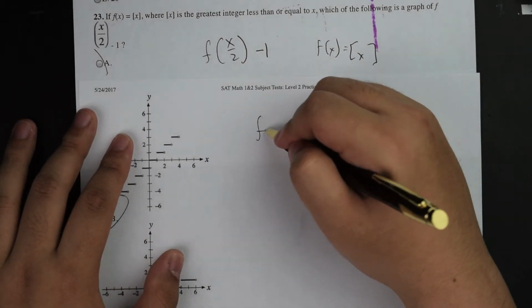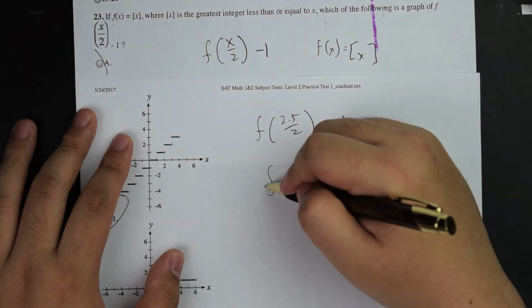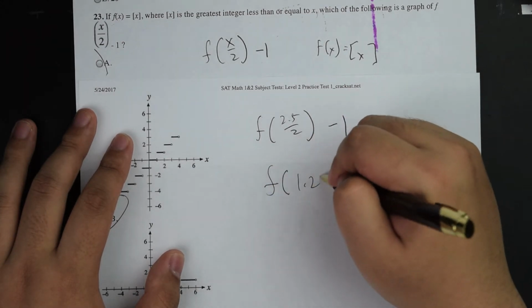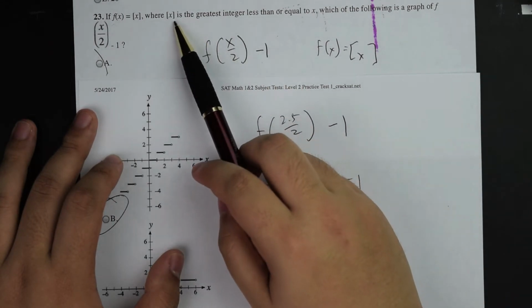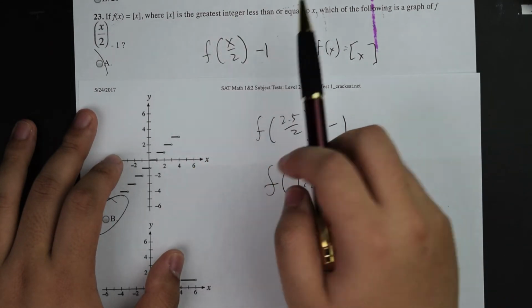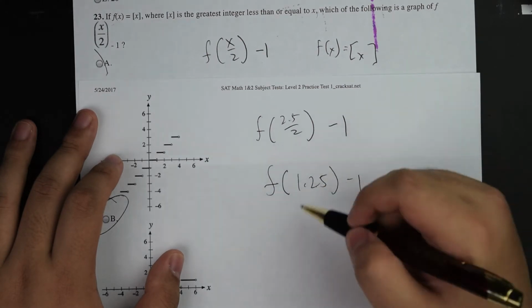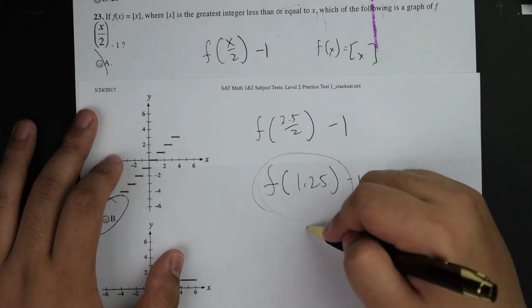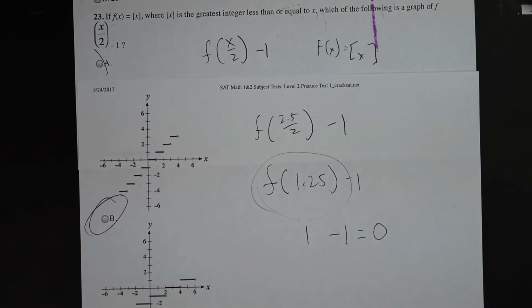So for example, I plugged in 2.5 divided by 2 minus 1. And I knew that it would be a function of, let's say, 1.25 minus 1. And thus, because the bracket rule states that it has to be the greatest integer less than or equal to x, for 1.25, the greatest integer less than or equal to it will be 1. And so this value becomes 1 minus 1, which equals 0. And so what I ended up doing was a process of elimination.